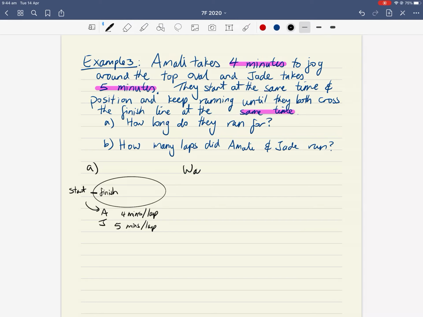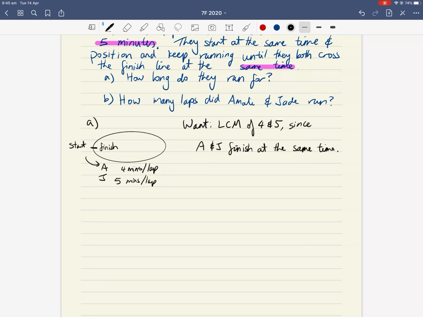So what we want is the LCM, or the lowest common multiple, of 4 and 5, since both Amali and Jade need to finish at the same time. So the word same means that we need to look for something in common, and we need multiples, because if you think about how long it takes for them to run multiple laps, we're multiplying lots of 4 and lots of 5. So now that we know we want the lowest common multiple, let's list them out.